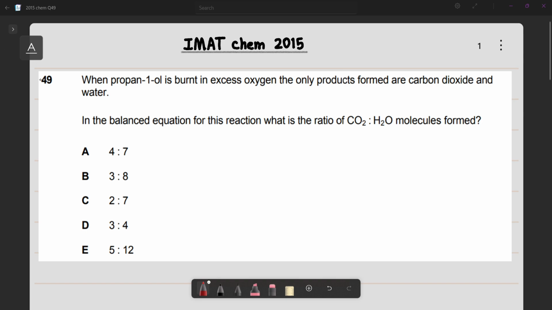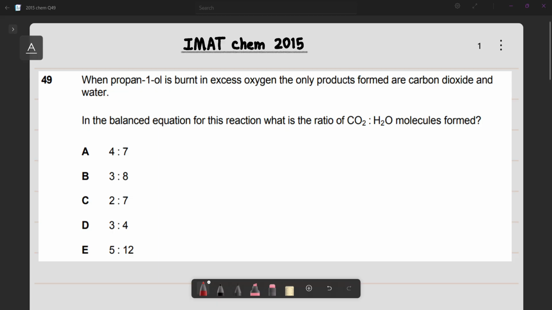So this is chemistry question 49 from IMAT 2015 past paper. So I'll be solving this. It says when propan-1-ol is burnt in excess oxygen, the only products formed are carbon dioxide and water. In the balanced equation for this reaction, what is the ratio of carbon dioxide to water molecules formed?